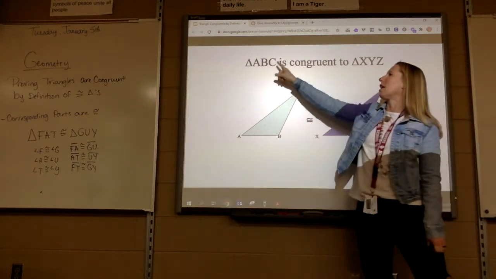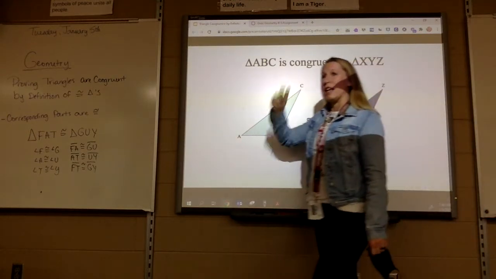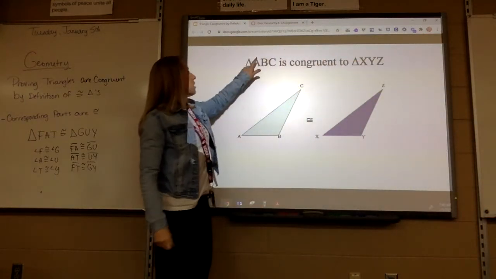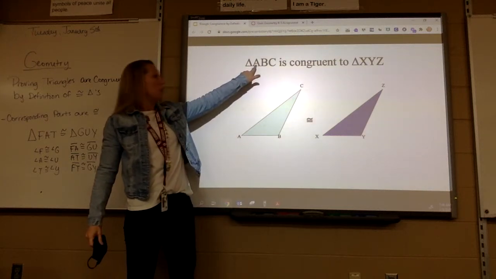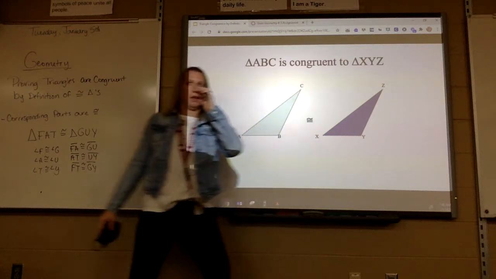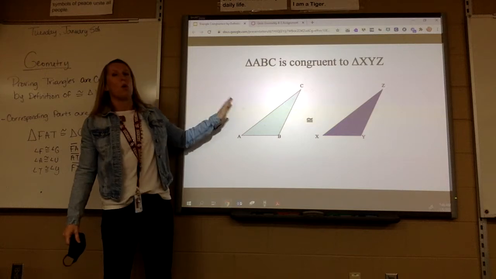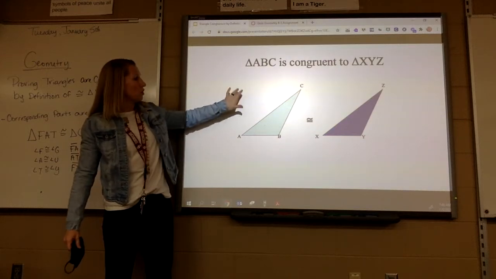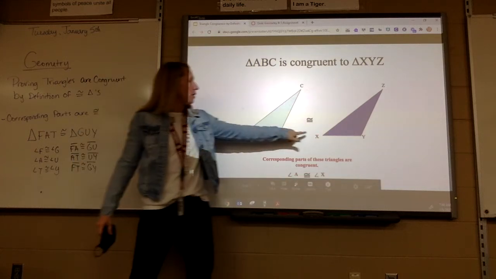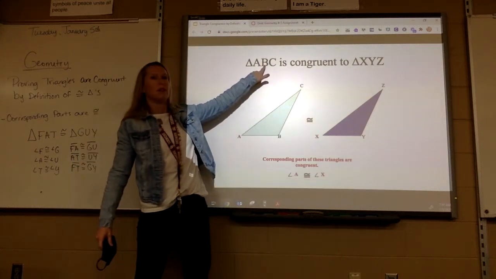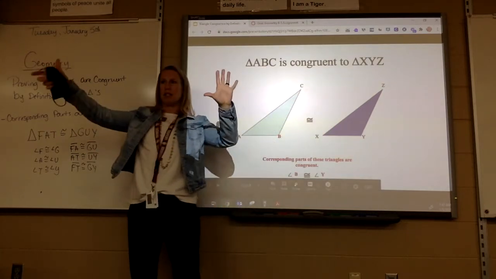So this says triangle ABC is congruent to triangle XYZ. You guys are going to be focusing on that statement today. So for example, if I look at angle A, notice that's the first letter in the statement. What's the first letter in the other? X. So that means that angle A is congruent to angle X. So corresponding parts of congruent triangles always equal each other. So angle A would equal angle X. What do you think angle B would equal? Angle Y.